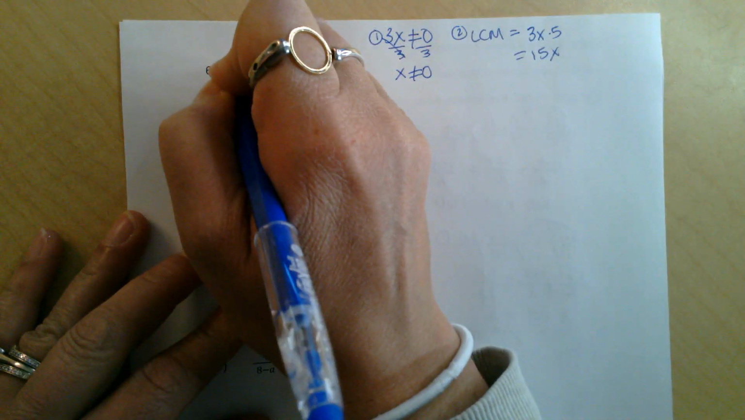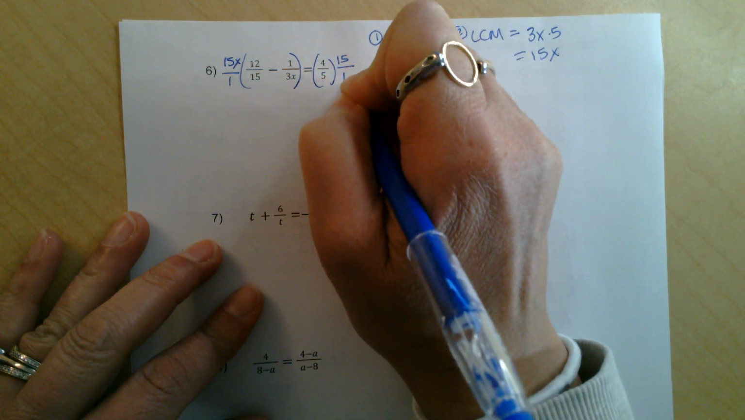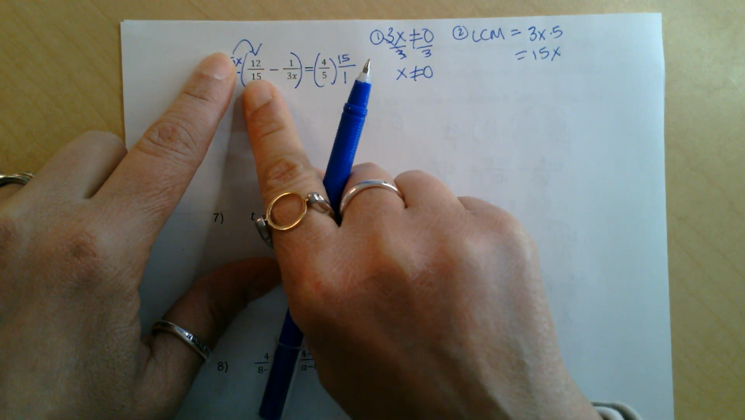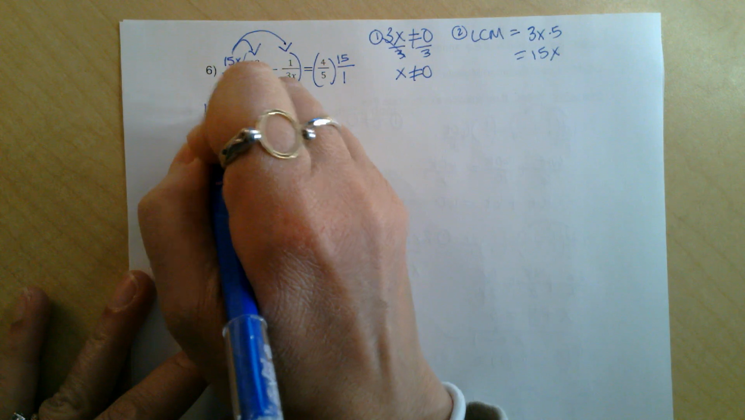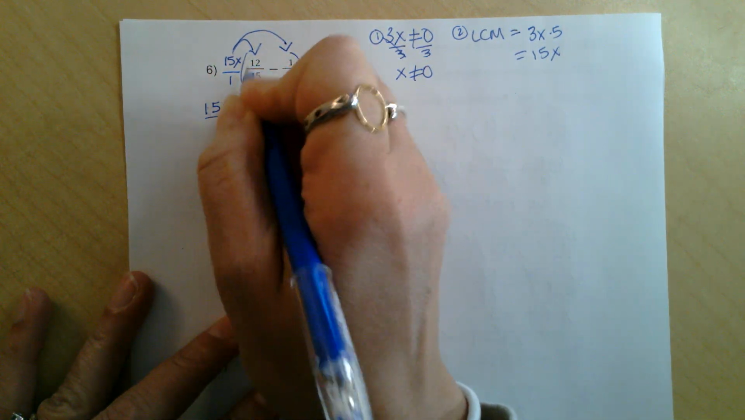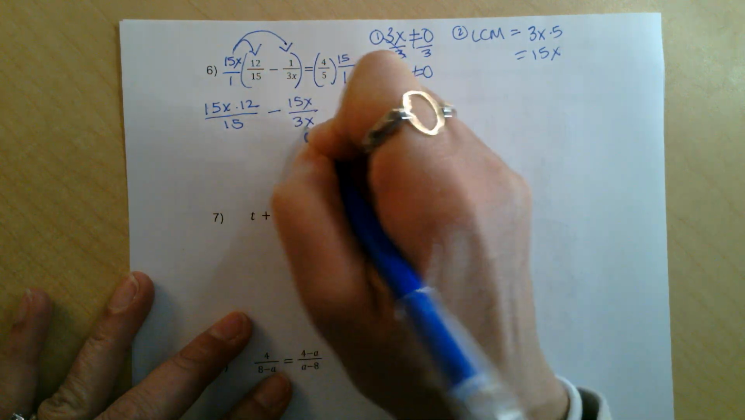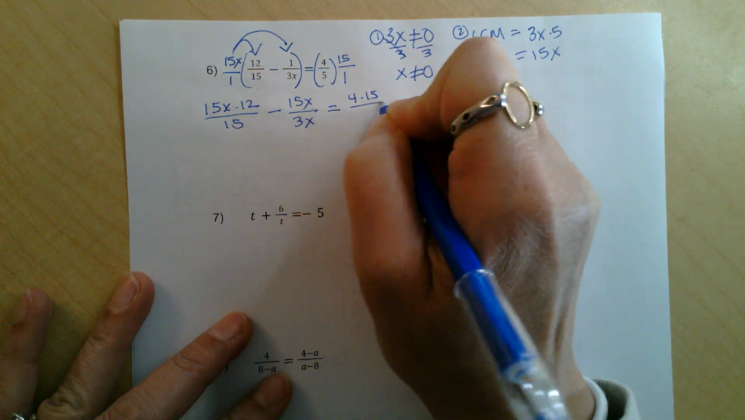All right, so we're going to take our least common multiple, 15x over 1, 15x over 1. And now here, you could say, all right, when I multiply by here, the 15s are going to cross out, so I have 12x left. You could do that. You're more than welcome to do that. Again, you can skip that step. I'm going to do this, 15x times 12 over 15. That's what I'm really doing here. Minus 15x over 3x equals 4 times 15.